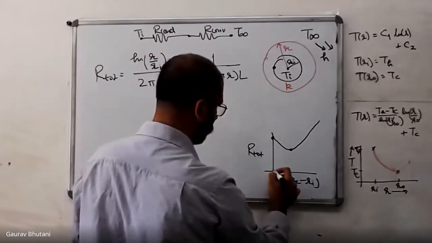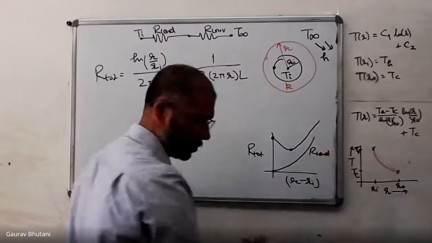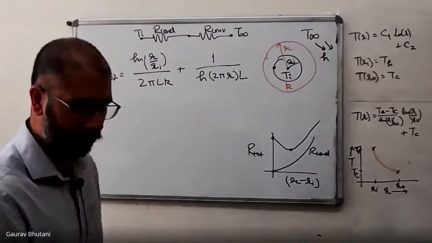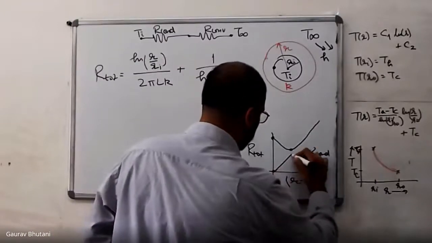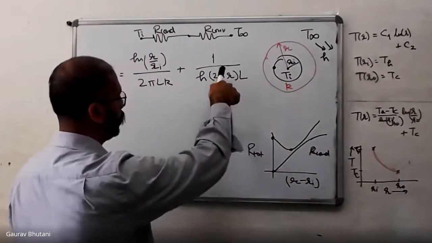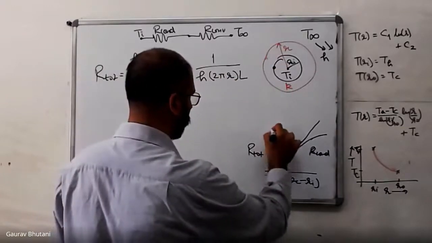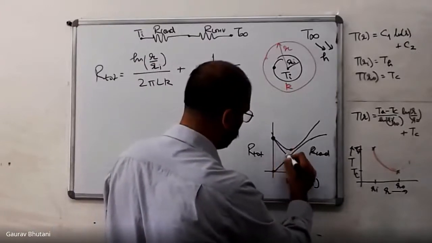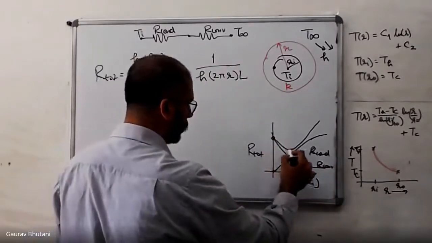So you have some sort of logarithmic increase in your R conduction. It's logarithmic, it's not exponential. And then you have your R convection, which as you increase your radius will go down. So it will start from some value and then it goes down. So this is your R convection, and the sum of the two is your R total.